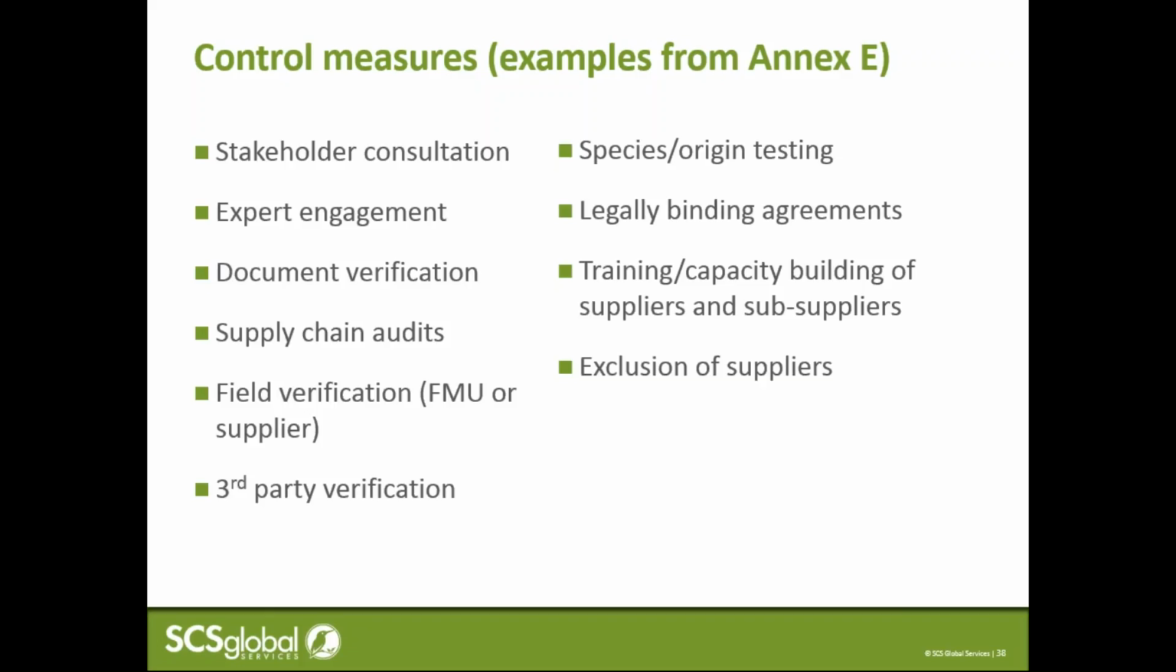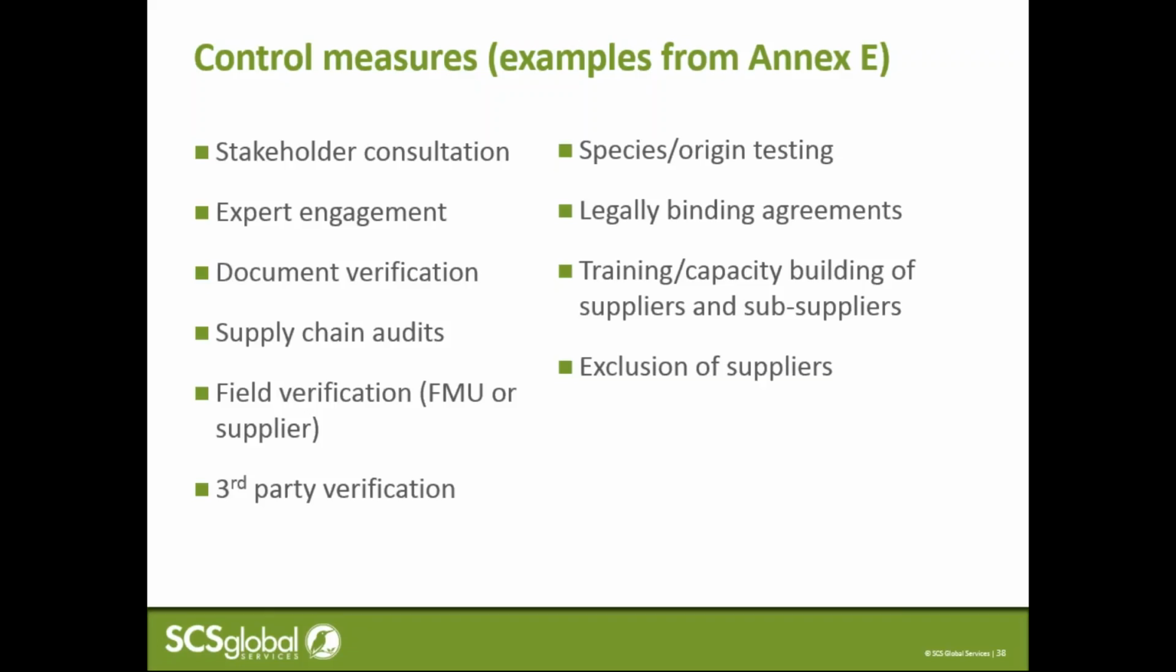Okay, so this slide provides a few examples of the types of control measures that may be implemented at the origin and/or supply chain. So hopefully this will address the question that I see that came up in the chat most recently. The examples listed here are actually drawn directly from Annex E of the standard. Stakeholder consultation, expert engagement, and document verification were mentioned earlier in the presentation. They may not only serve as control measures, but may also serve as a means to identify relevant changes to your DDS.